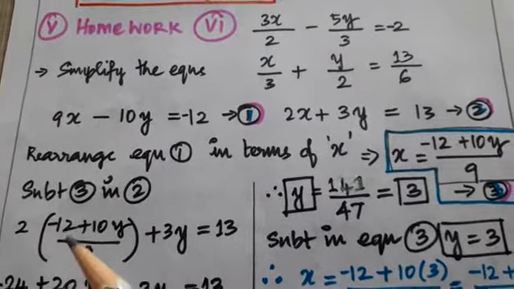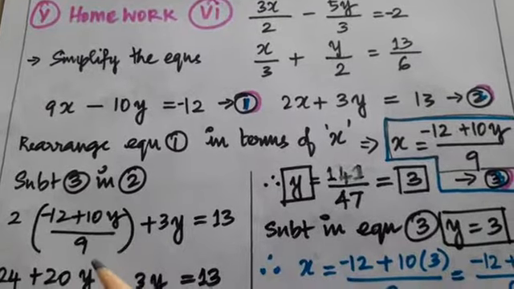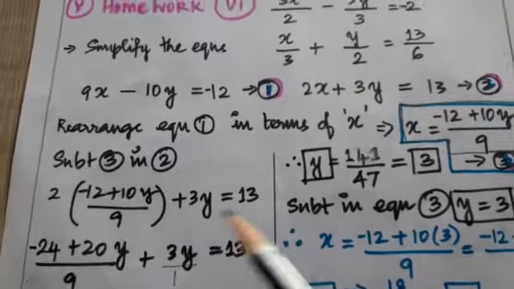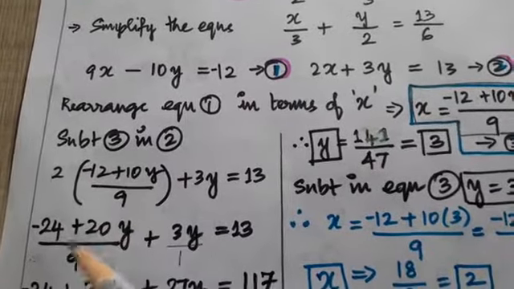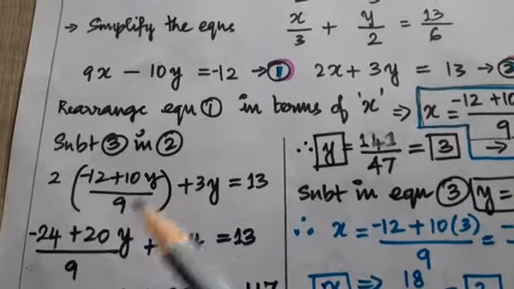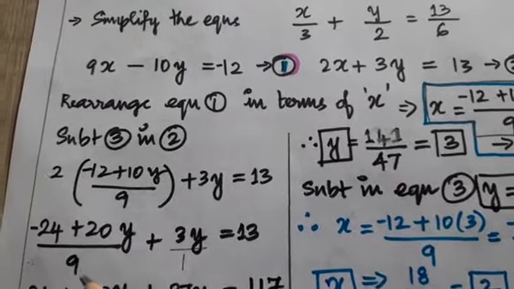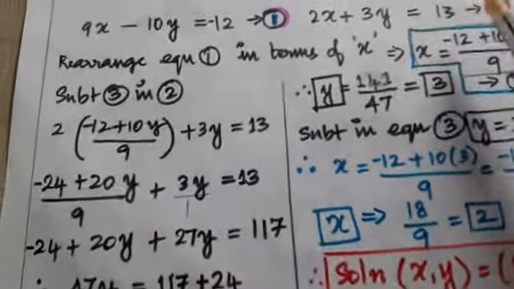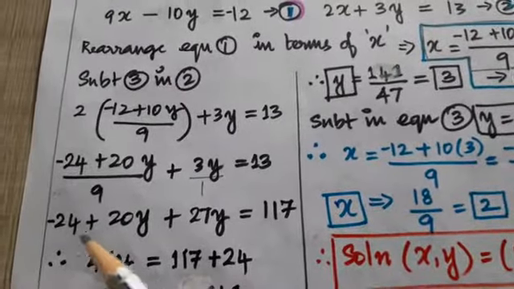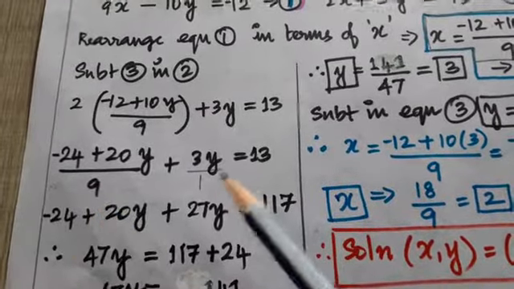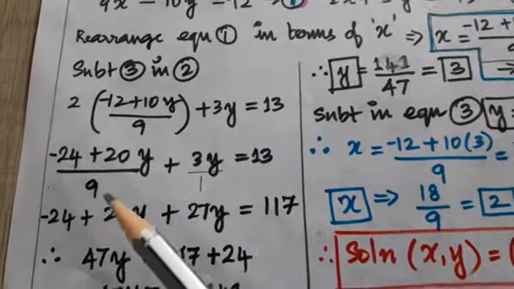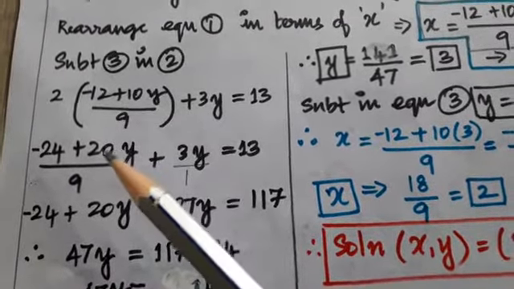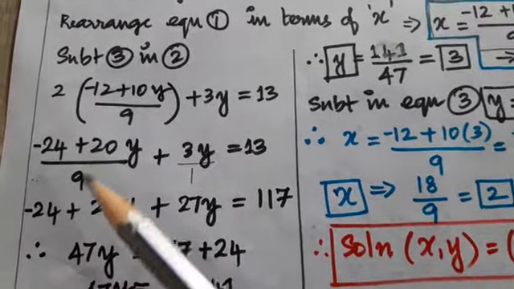2 bracket minus 12 plus 10y upon 9, plus 3y equal to 13. Then I am simplifying, taking this 2 inside the bracket. Minus 24 plus 20y upon 9, that is plus 3y, that is equal to 13. Then once again I am simplifying. I am taking the LCM here. When I am taking the LCM, 9 will be the LCM. Minus 24 will remain. 20y will remain as it is because it is upon 9.